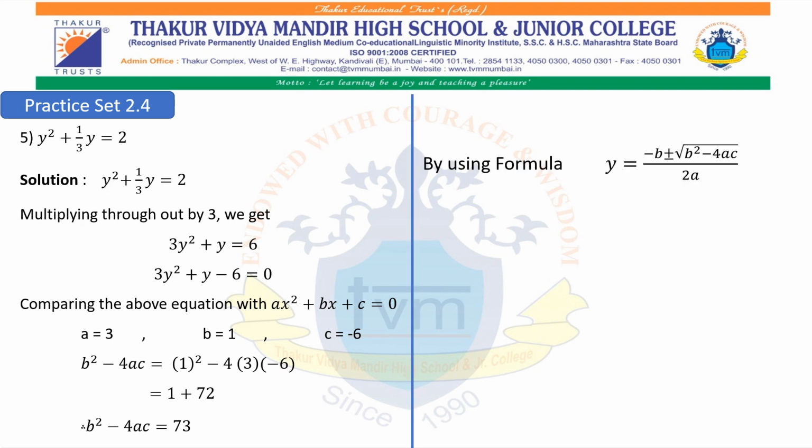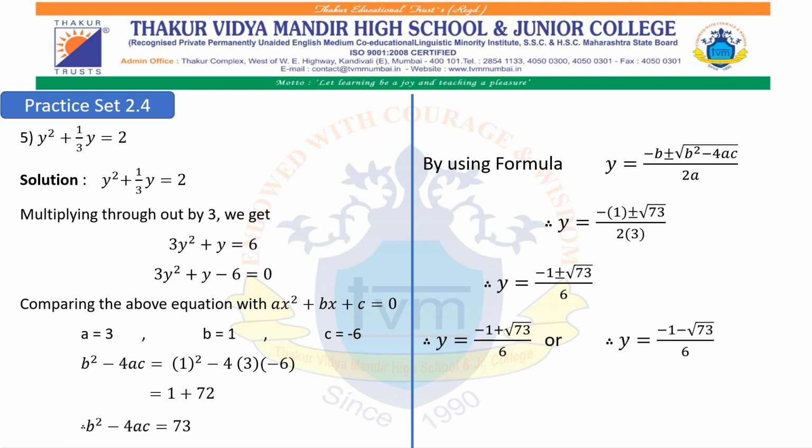After getting the value of b square minus 4ac as 73, we will start writing our main formula. Here the variable they have given is y, therefore we will write y equals minus b plus minus root b square minus 4ac upon 2a. Let us substitute the values. We will get y equals minus 1 plus minus root 73 upon 2 into 3. Here inside the root we are getting 73, which is a prime number and cannot be further factorized. We will write it as y equals minus 1 plus minus root 73 upon 6.